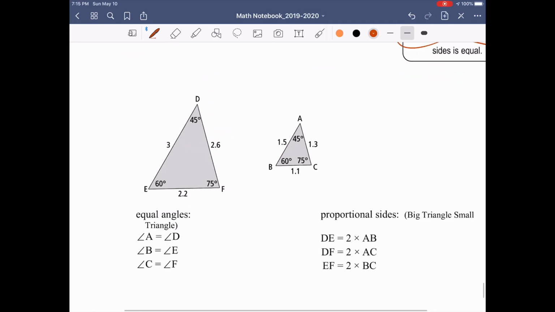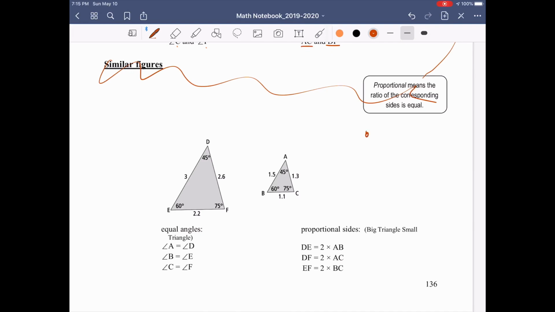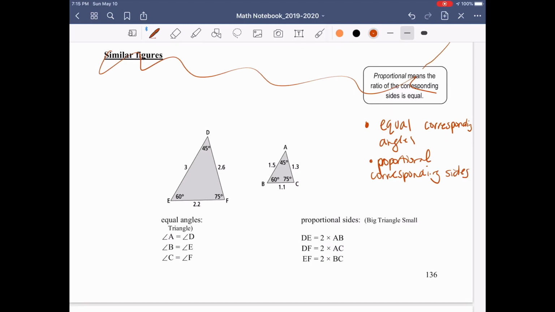Okay, so remember the two conditions for them to be similar. They have to have equal corresponding angles and proportional corresponding sides. Sorry, excuse my printing. Okay, so equal corresponding angles, proportional corresponding sides.